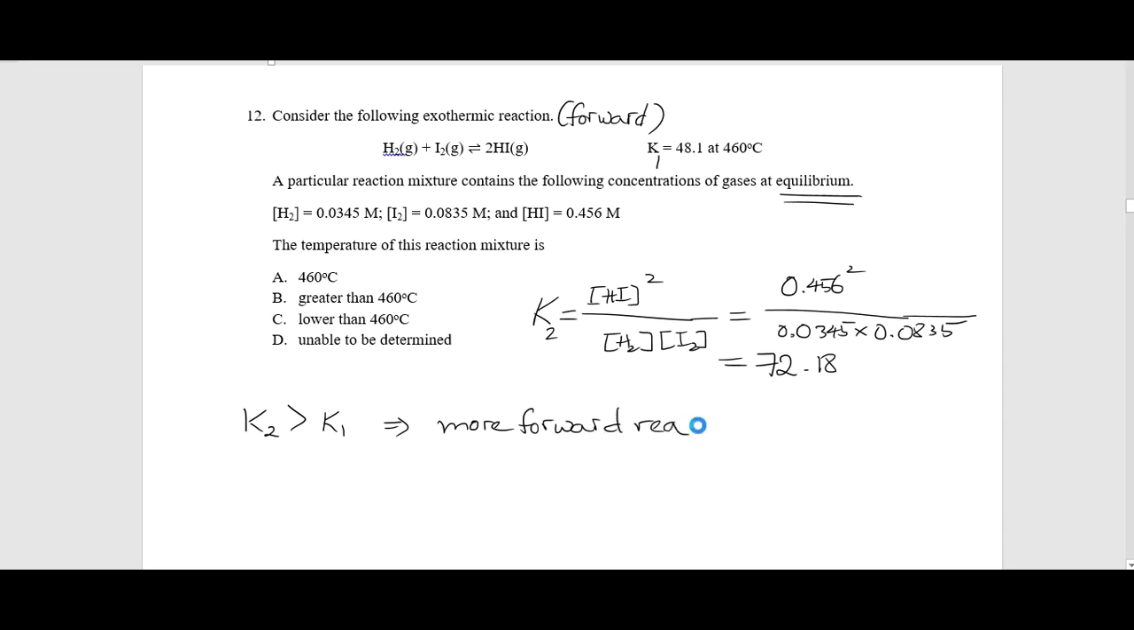And the only way to shift the system to the right in this case, because the forward direction is exothermic, if you're shifting to the right, then you must have a temperature lower than 460. So let's just write that down, and the answer is C.